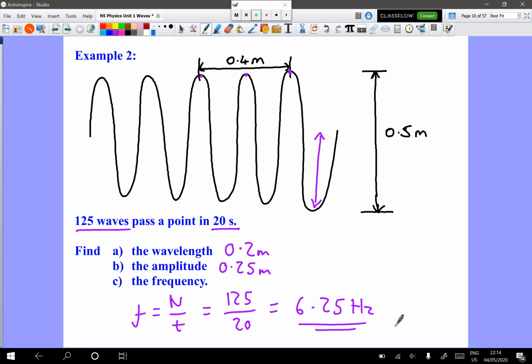Okay, go on and try the next quiz, which is on different properties of waves, including amplitude and wavelength.